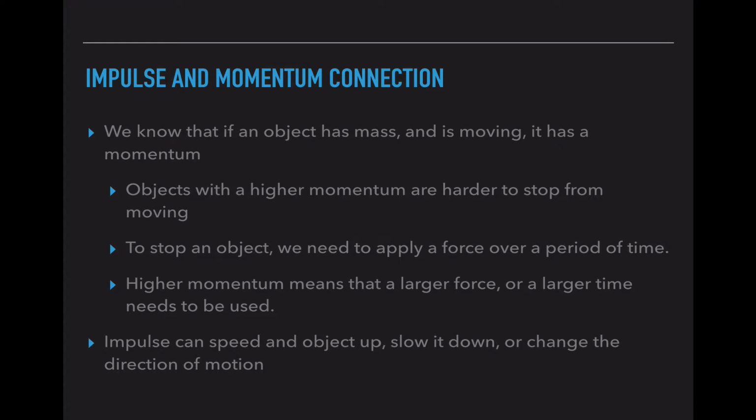We know that if an object has mass and it's moving, it has momentum. Objects with a higher momentum are harder to stop from moving. To stop an object, we need to apply a force over a period of time. A higher momentum means that you need a larger force or a larger amount of time for the force to be used. Impulse can speed an object up, slow it down, or completely change the direction of the force.